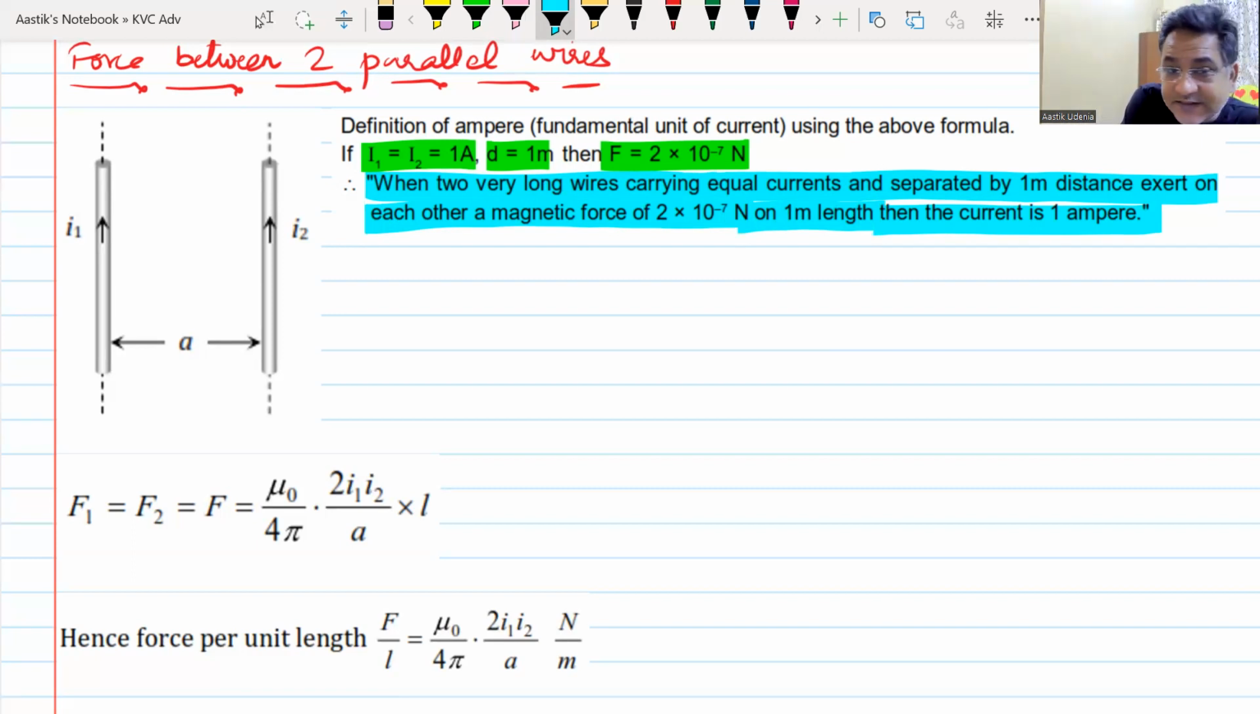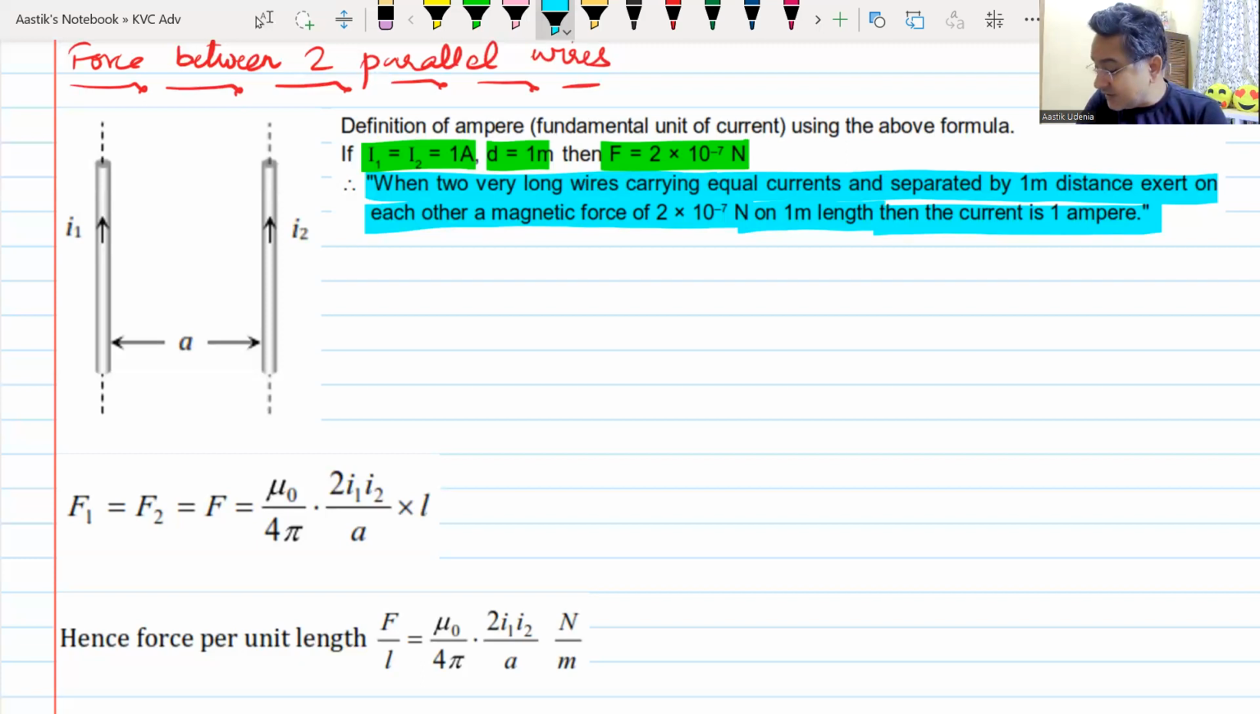Do we understand this? Yes, sir. 1 ampere is that current which, when flowing in two infinite parallel wires placed in vacuum at a distance of 1 meter, experiences a force of 2 into 10 raised to the power minus 7 Newton per meter on each other. Do we understand this? Yes. Do we understand this?